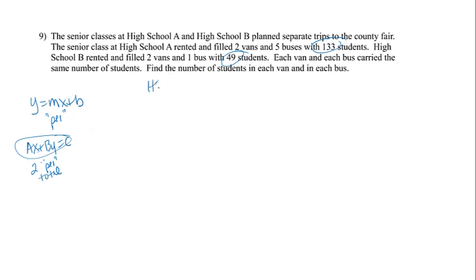So let's look at high school A. They have 2 vans and 5 buses for a total. The total always goes over here by itself. Then we have high school B has 2 vans and 1 bus for a total of 49. So a lot of times the story problems can be written in either standard form or slope-intercept. Most of them, though, are in standard form. All right, so now I look at this. I'm like, okay, well, if I add straight up and down right now, nothing will cancel. So what I'm going to do is multiply all of these by negative 1.